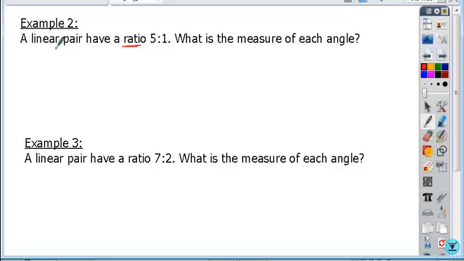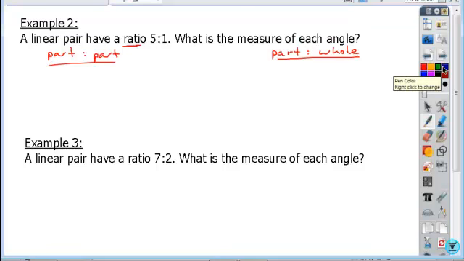You can think of ratios as the relationship between part to part, or you can think of ratios in terms of the relationship of part to whole. So let me talk about what I mean. If you have a linear pair in a ratio of 5 to 1, that means you have 5 parts versus 1 part.